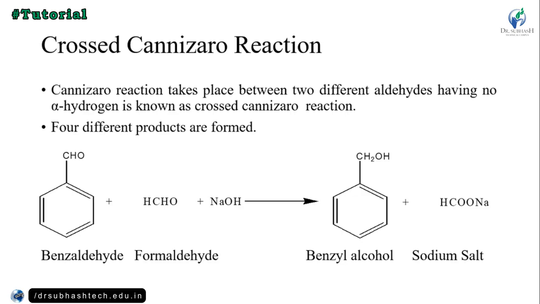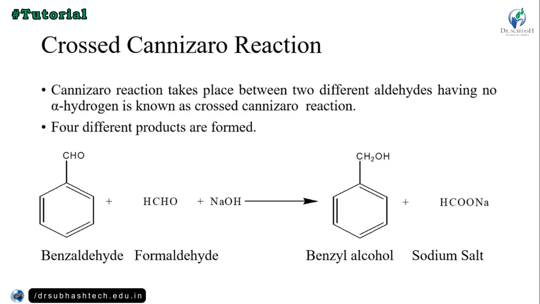In the Cannizzaro reaction, the reaction takes place between two same molecules, but the cross Cannizzaro reaction takes place between two different aldehydes having no alpha hydrogen in the structure. That is called the cross Cannizzaro reaction. Four products are formed.